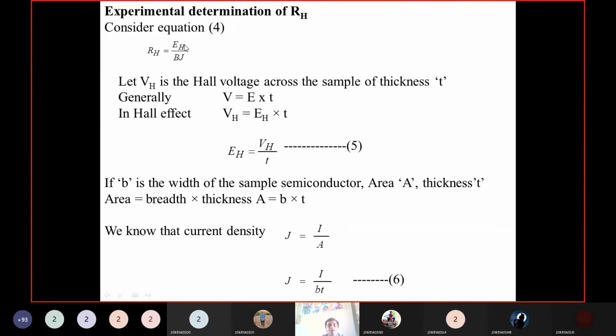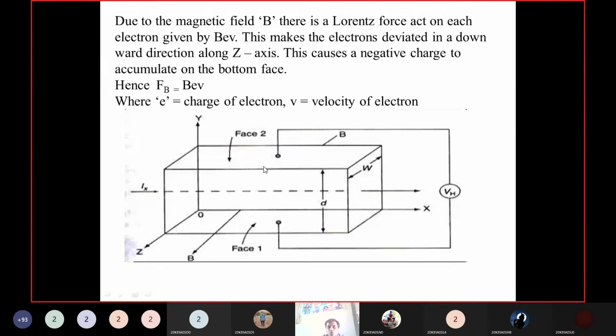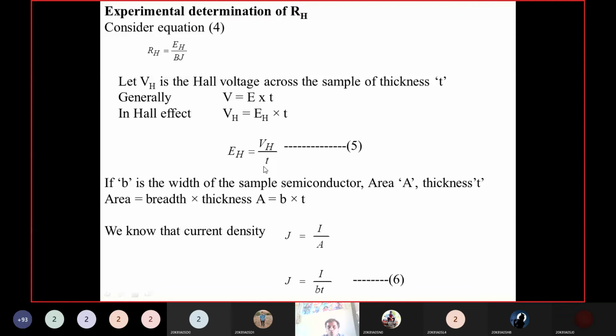There is a relation between voltage and electric field. Voltage V is equal to electric field into the thickness of the specimen. See here, this is the specimen, and its thickness is T. So the voltage developed across it is V equal to E into T. Now the Hall voltage VH is equal to EH into T, where EH is the Hall electric field and T is the thickness of the specimen. So EH is equal to VH by T.